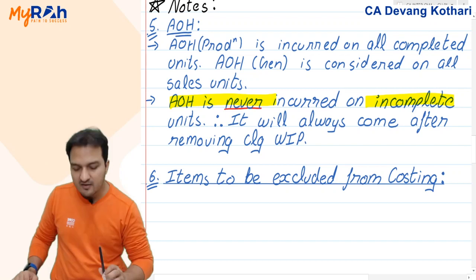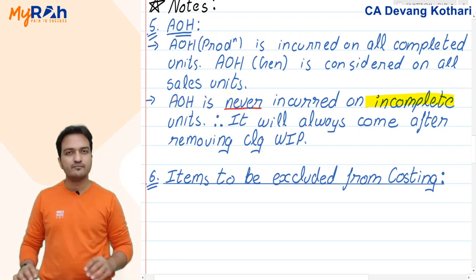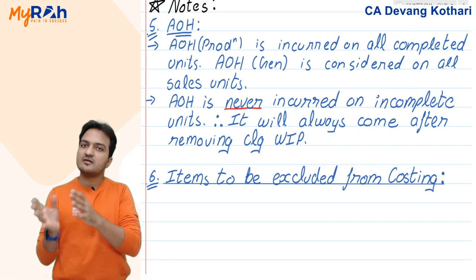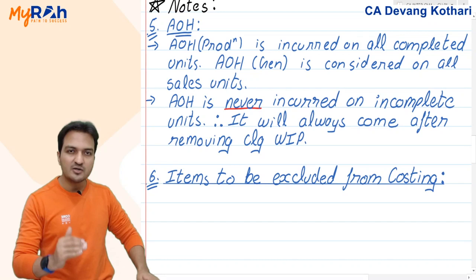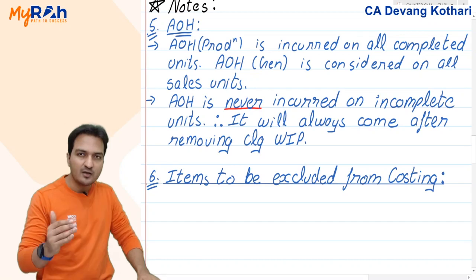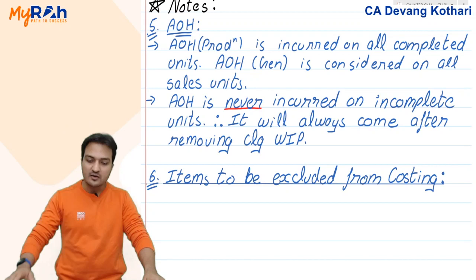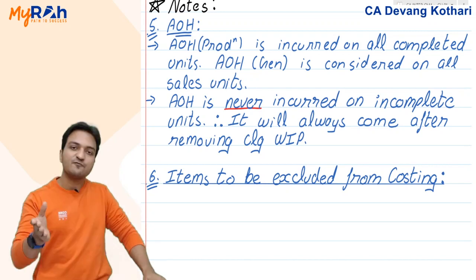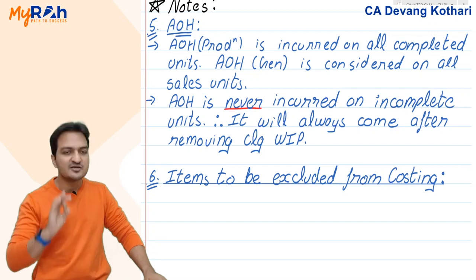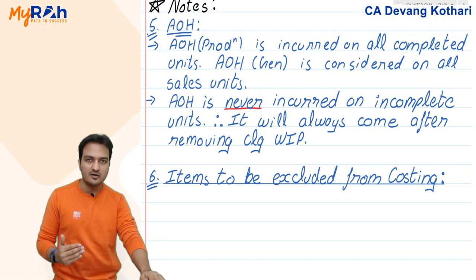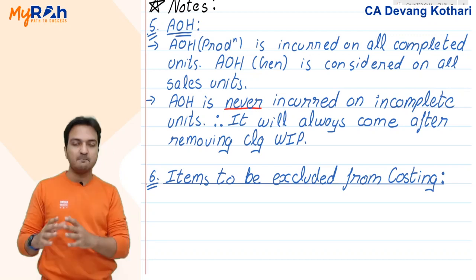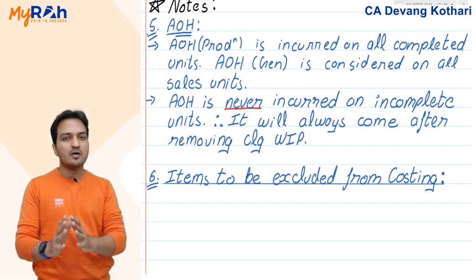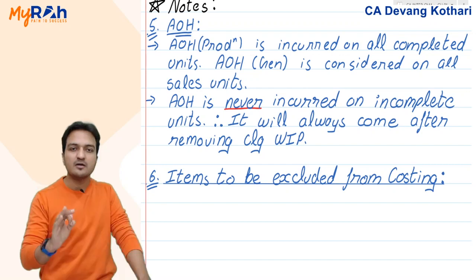Where are the incomplete units located? Incomplete units are located inside the factory, inside the machine, and machine is inside the factory. Now, as long as these are inside the factory, whatever cost incurred on them will fall under factory overheads, not admin overheads. So overheads might be incurred on incomplete units, but any overheads incurred on them will be still considered as factory overheads because these units are located inside the factory.